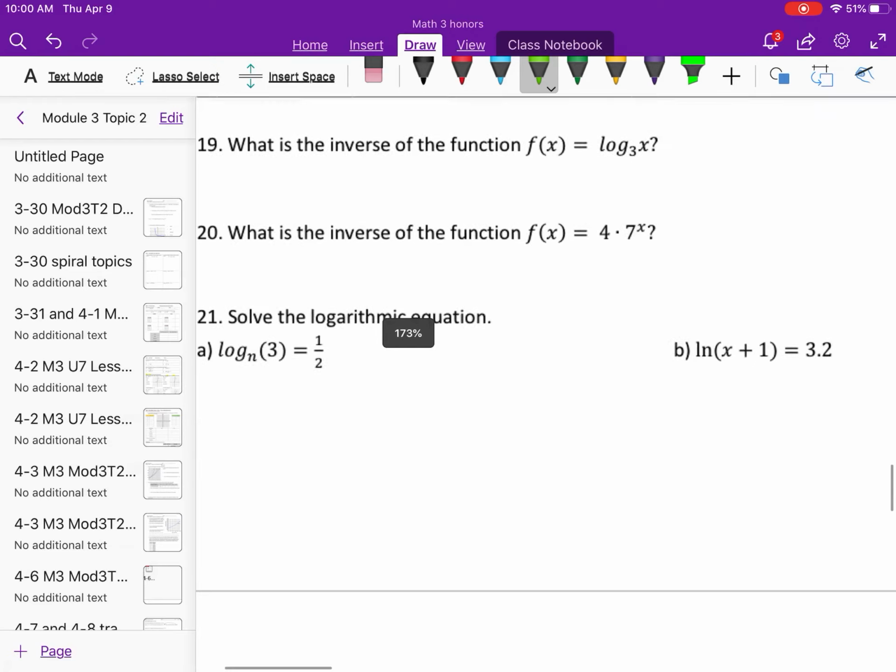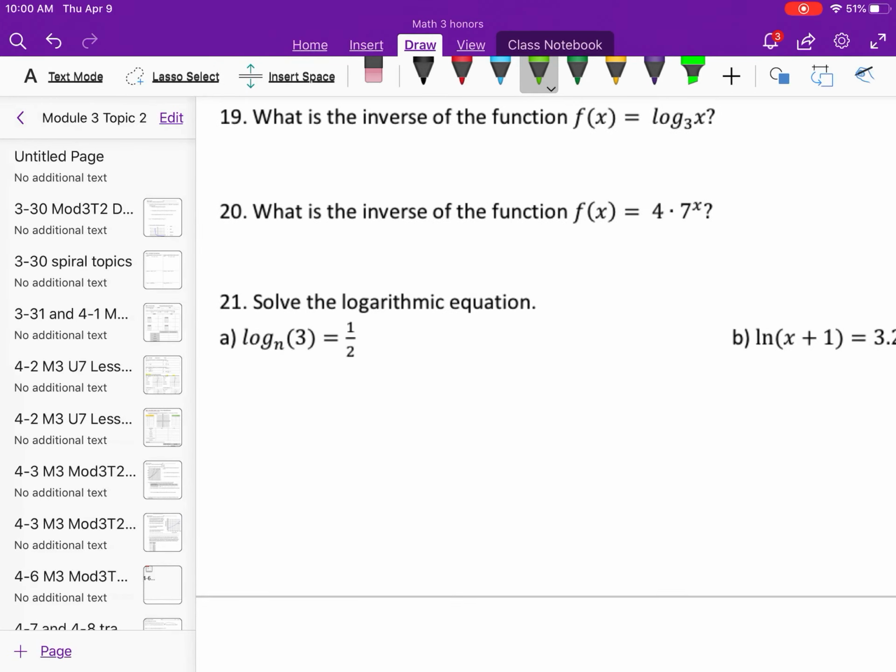Let's look at this. So it says, what is the inverse of this function? Well, the very first thing I would do is write out y equals 4 times 7 to the x. Now the reason why I would do this is because we talked about this last module. When we find the inverse of something, all we are doing is switching our x and y values, right? So that's exactly what I'm going to do. My next step is going to be x equals 4 times 7 to the y power.